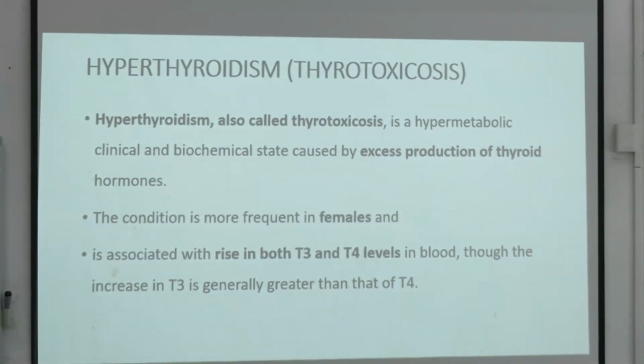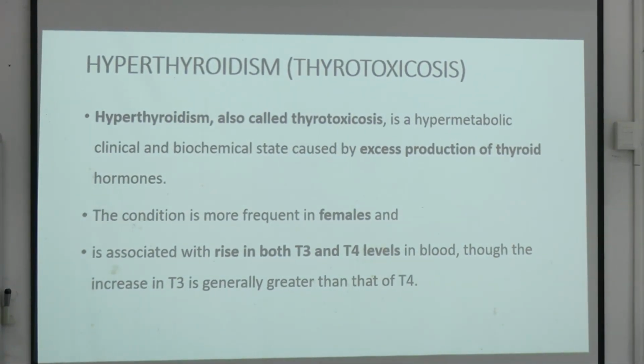Now, the disorders, thyroid disorders. Functional disorders, these are two types, hyperthyroidism and hypothyroidism. Hyperthyroidism is also called thyrotoxicosis. Now, hyperthyroidism or thyrotoxicosis. Hyperthyroidism, also called thyrotoxicosis, is a hypermetabolic clinical and biochemical state caused by excess production of thyroid hormones. When T3, T4 levels are high, it is called hyperthyroidism or thyrotoxicosis. The condition is more frequent in females.